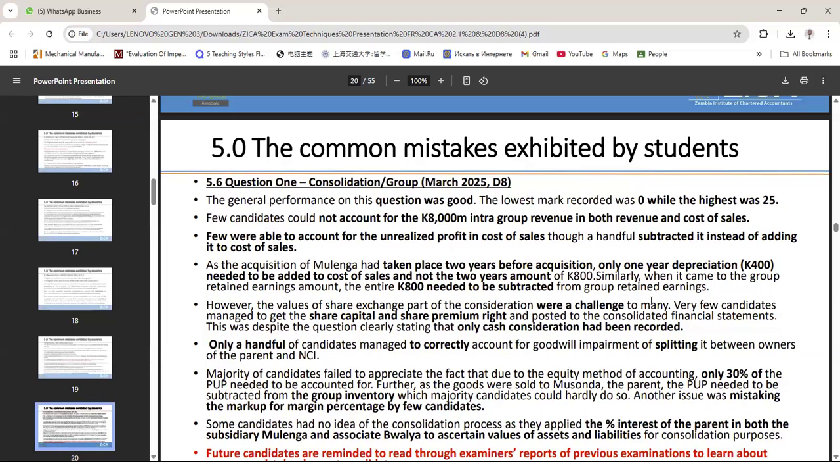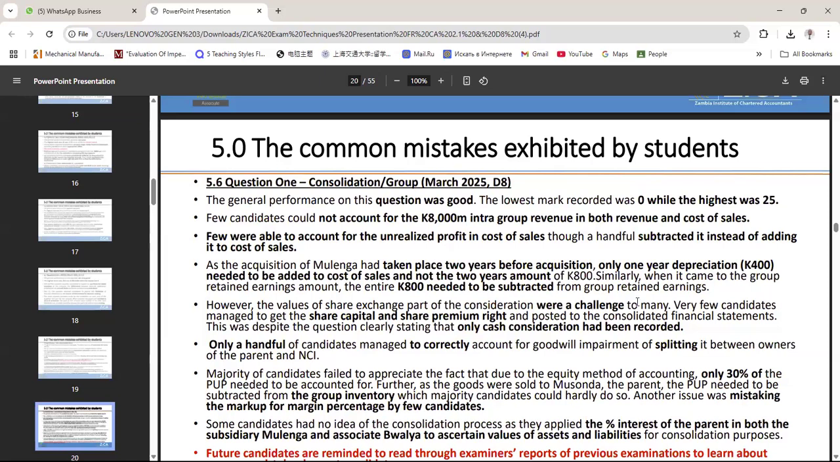What were some of the mistakes? Of course, what came was the income statement and the financial position. Now, my message for you: if there will be 2 or 3 companies, the first company will be the parent company, the second one will be a subsidiary, then the last one will be an associate.